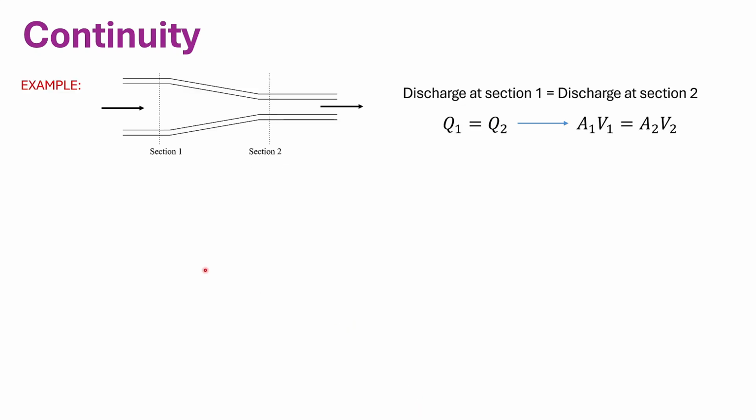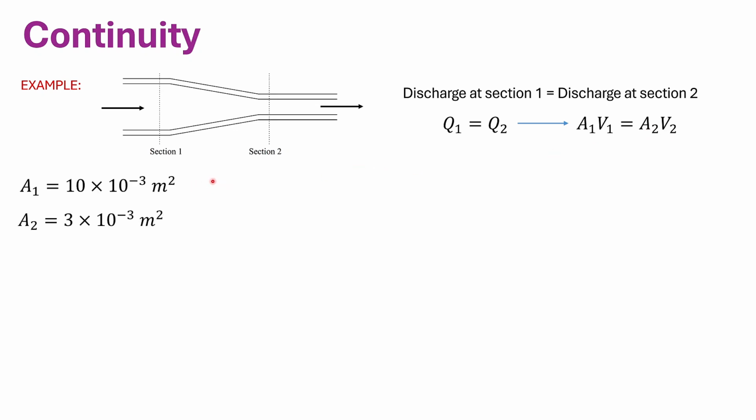As an example, this pipe has different cross sections. Like at this point, the cross section is larger than here, but the Q is the same. Flow rate in this pipe stays constant. So as a result, discharge at section 1 equals discharge at section 2, or Q1 equals Q2 because flow rate is not changing. As a result, we can write A1 V1 equals A2 V2.